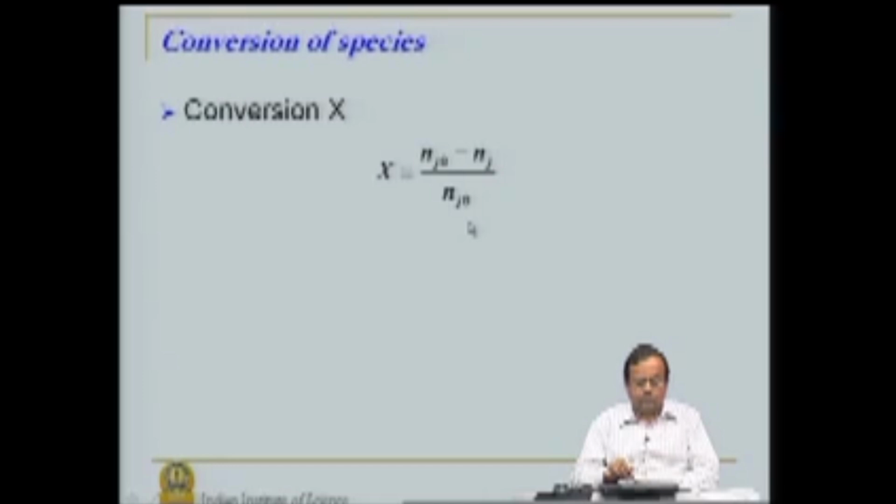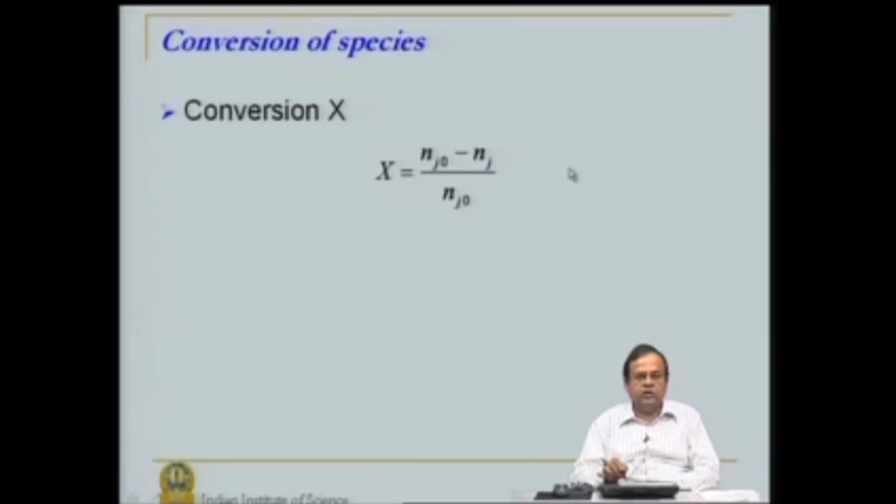I am no longer defining it for a reaction, but for a species. Let us say that carbon monoxide is the species we are referring to. My conversion of carbon monoxide is the initial moles of carbon monoxide I had minus the current moles, divided by the initial moles, and this quantity conversion X goes from 0 to 1. It is 0 at the beginning and at best it can be 1.